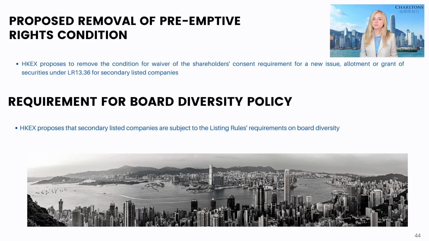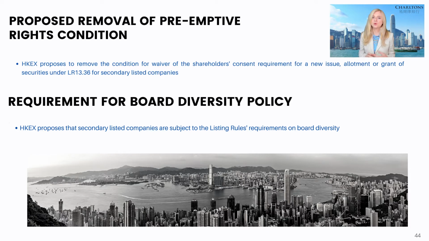The Hong Kong Exchange is proposing to remove the condition for the waiver of the shareholders' consent requirement for a new issue, allotment, or grant of securities by a secondary listed company under the Hong Kong Exchange Listing Rule 13.36. The requirements of Listing Rule 13.36 can be waived for a secondary listed company which is not subject to any other statutory or other requirement giving shareholders pre-emptive rights over further issues of shares. The Hong Kong Exchange considers that a waiver by the Hong Kong Exchange of Listing Rule 13.36 will not have a materially adverse effect on shareholders.